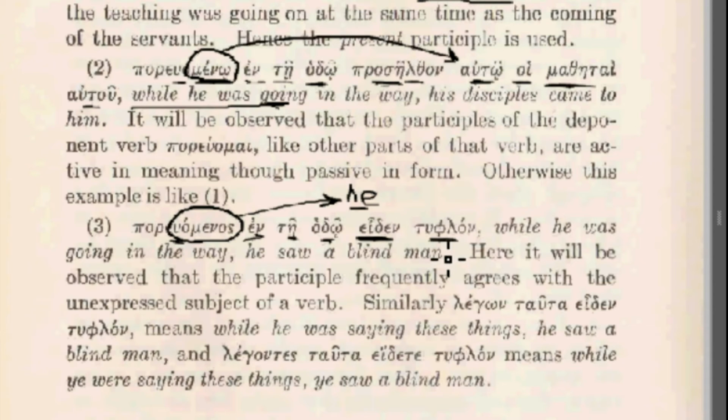But again, to remove any ambiguities, I want to make sure that it's not that he saw the blind man as the blind man was going in the way. That would put this in the accusative, you see. But rather, because it's in the nominative, it has to be while he was going in the way, he saw a blind man.